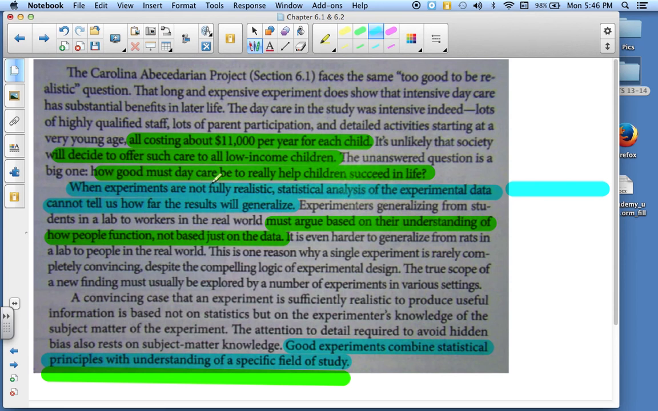Some experiments we can't generalize how far in advance these things will work. For instance, in this one, we don't know what kind of daycare, or what's going to be the best daycare for these people, or what level of daycare is going to be the best. So this question right here: how good must daycare be to really help children succeed in life? Good experiments, down here at the very bottom: good experiments combine statistical principles with understanding of a specific field of study.